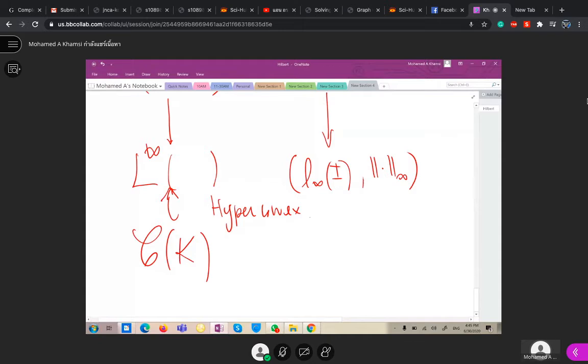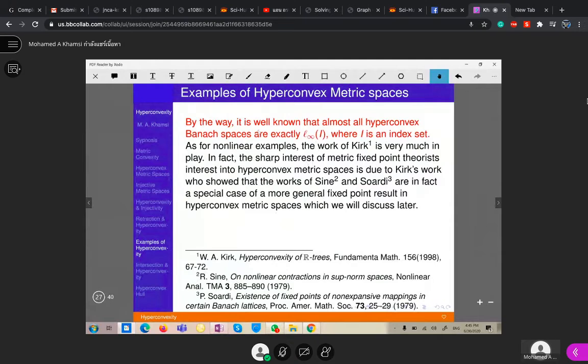So later on, when I talk about Sine and Soardi, Sine works in here, which by the way is the same as this. So Sine works in this one, and Soardi works in this one. But they're all working in what's known as injective Banach spaces. Okay, so let's go back here. That's what I was just telling you about, Sine and Soardi.